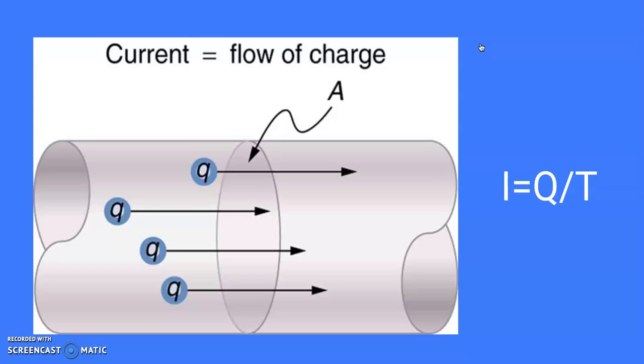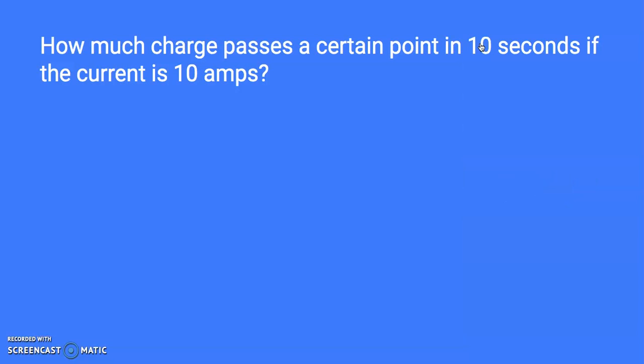I, meaning current, equals Q over T, where Q is the charge and T is time in seconds. Charge is measured in coulombs, current is measured usually in amps, and time is measured in seconds. So let's do a little practice problem for using this current equation. It's a very simple problem. How much charge passes a certain point in 10 seconds if the current is 10 amps?